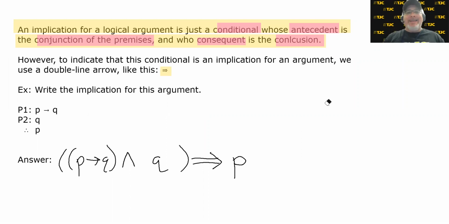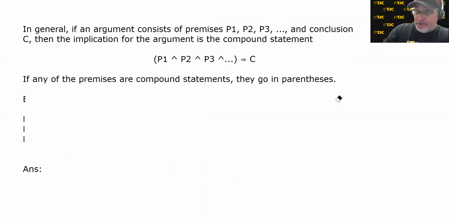It kind of makes sense that an implication is a conditional, because when we're talking about whether or not an argument is valid, whether or not a conclusion follows from a set of premises, what we're really asking is, if the premises are true, then will the conclusion follow? In other words, if premise 1 happens and premise 2 happens, then will the conclusion follow? Let's try another one. Well, let's generalize first.